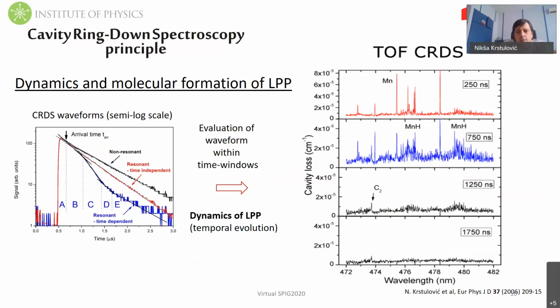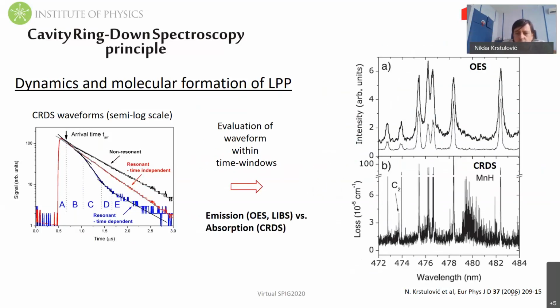Okay, this is the case when we perform ablation of manganese in an atmosphere of methane, and we evaluated the signal in time windows. We see that in the beginning, in the middle stage of formation, there are manganese molecules in the first 250 nanoseconds. Then we can detect manganese hydrogen molecules. At some later time, we can detect C2 molecules, and at the end, there is no plasma, at least no plasma in the optical axis, or as we also call it, the detection axis. In this way, we can study the dynamics of species in plasma.